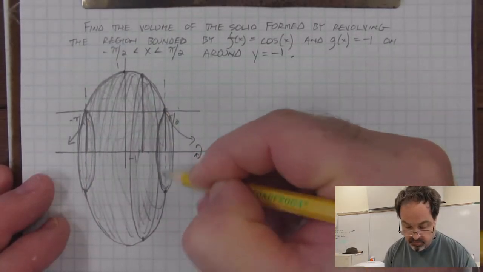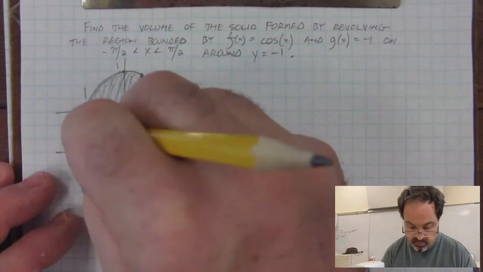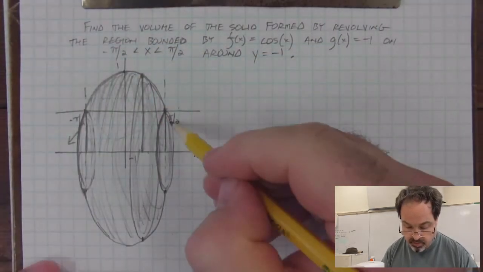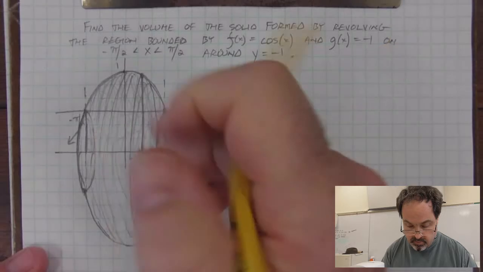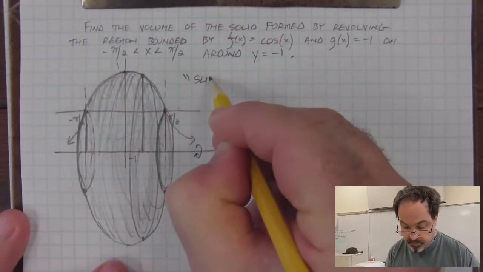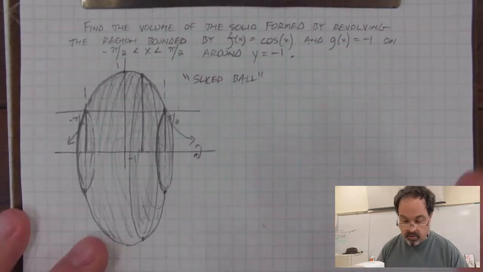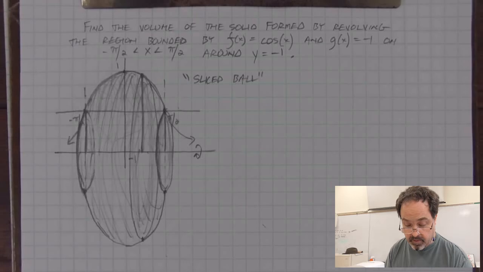I'm going to call this, and I'm going to darken the edges. These edges we're going to give the illusion that they're in back or behind. I'm going to call this a sliced ball. How do I find its volume?